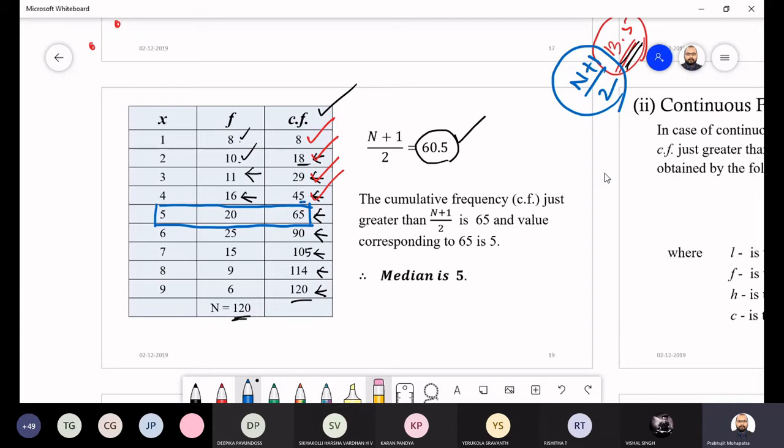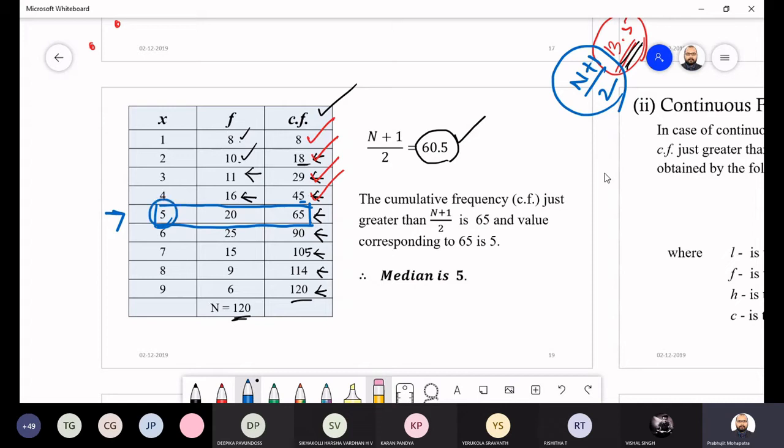So this class, up to this here, and see the 60.5 will never lie here because up to that only 45 observations are there, and it cannot go to the next class also because up to the previous class you are having 65, and in the next class the 66th member is starting. So that means your class is this one. Okay, this is the class, and so what is the median?